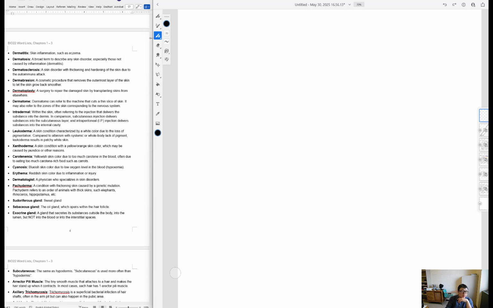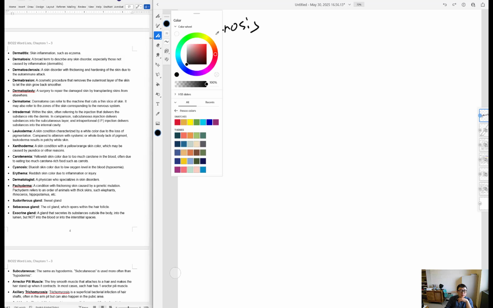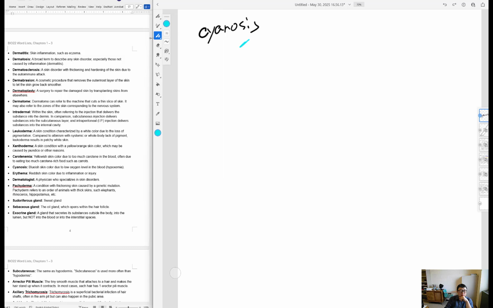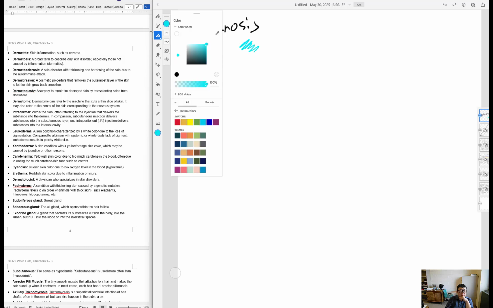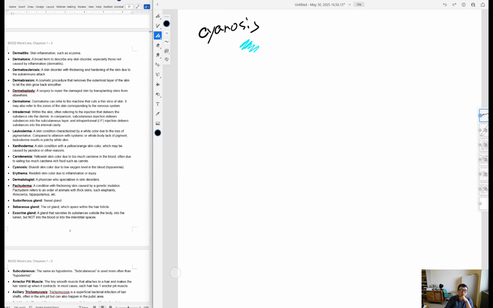Further lesson. Cyanosis. Cyan is a color between blue and green, maybe some color here, right? This is a cyan color, right? And so this is the cyanosis.